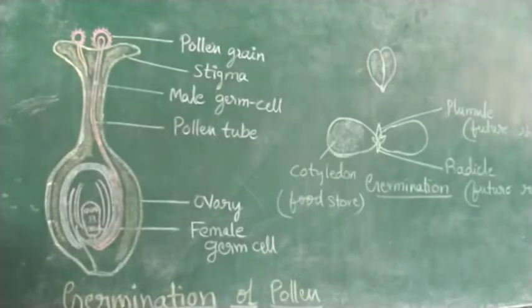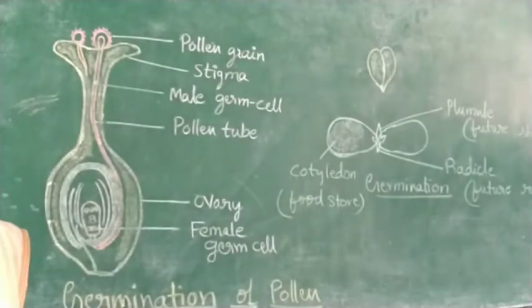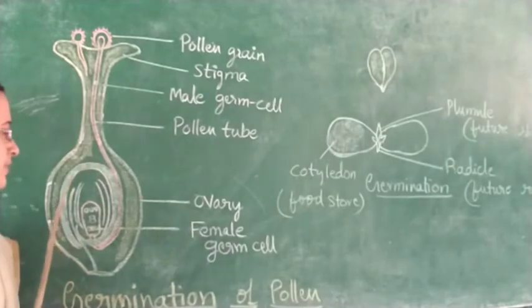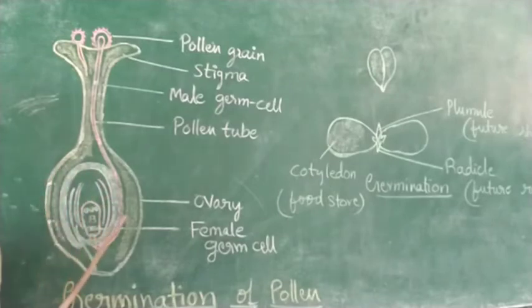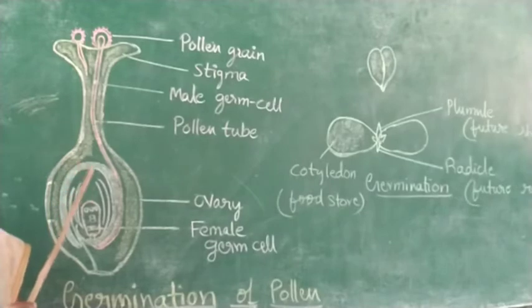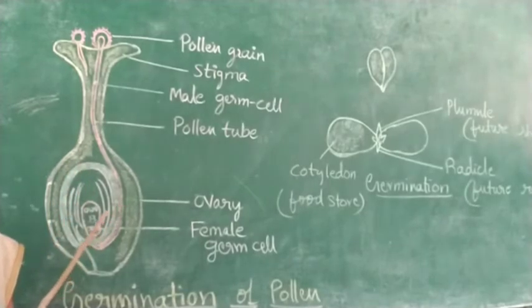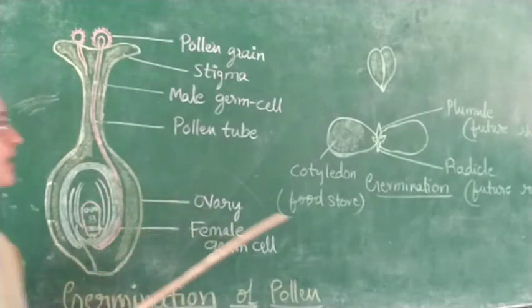The seed develops a tough coat. The ovary develops rapidly and becomes the fruit. As soon as the ovary becomes swollen, the petals, sepals and stamens wither away from the flower. Here you can see the seed formation.